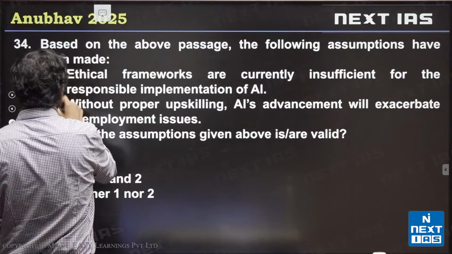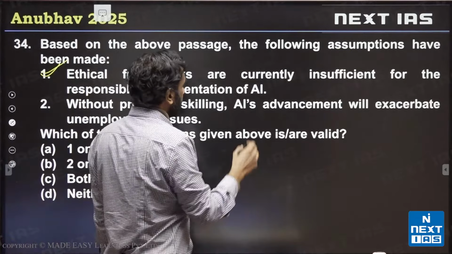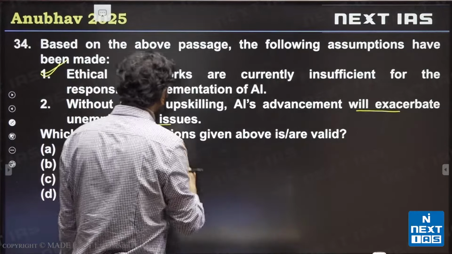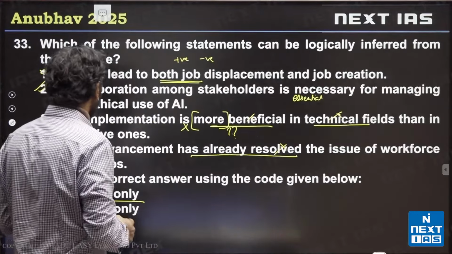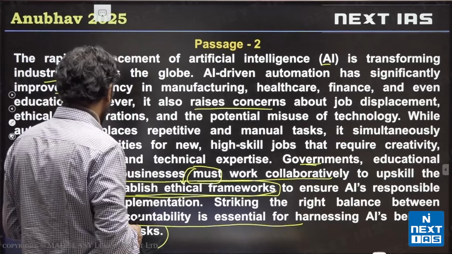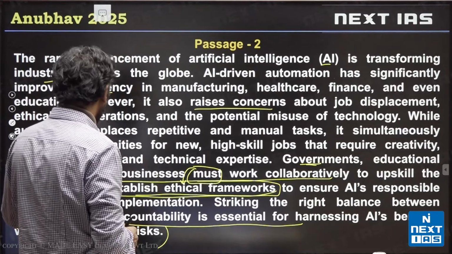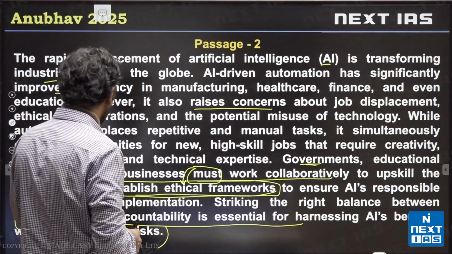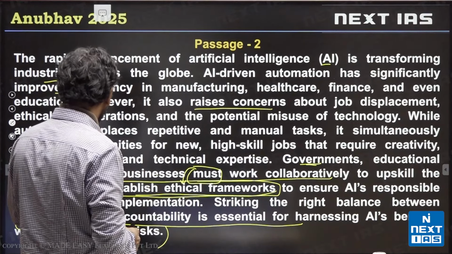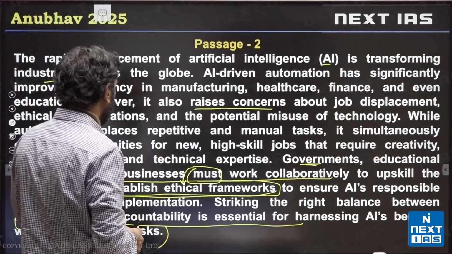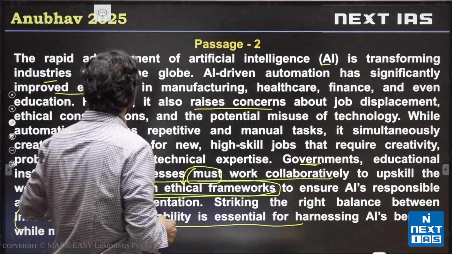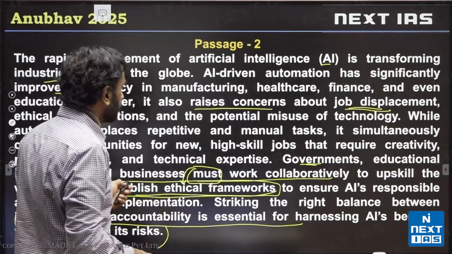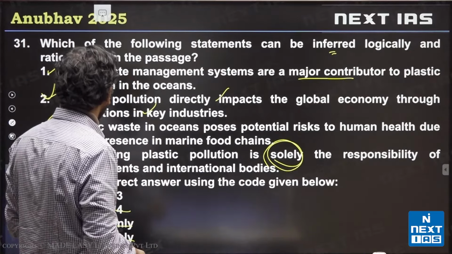1 is valid. 2 says without proper upskilling, AI's advancement will exacerbate unemployment issues. This is valid from the passage. So we must do this to ensure responsible, equitable implementation. It raises concerns about job displacement, right? And ethical considerations, potential misuse of technology.